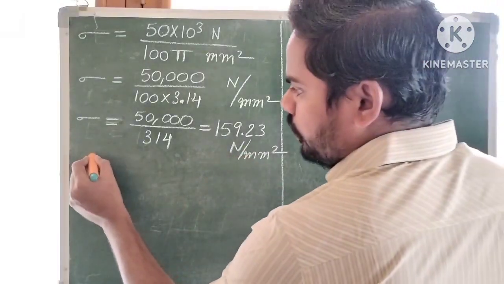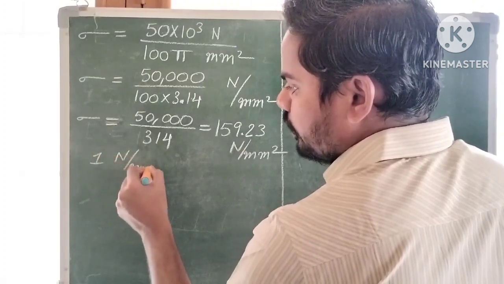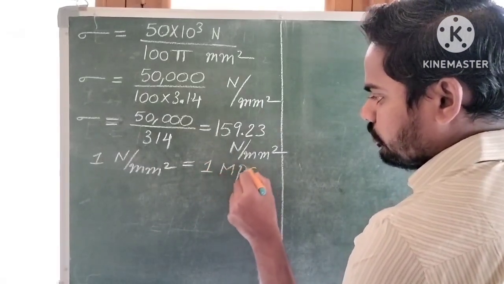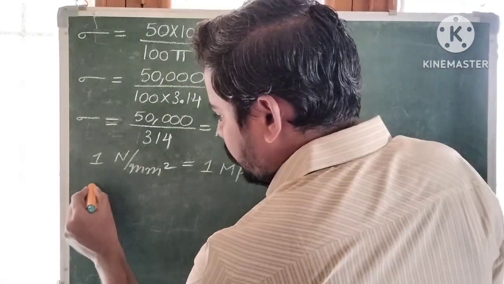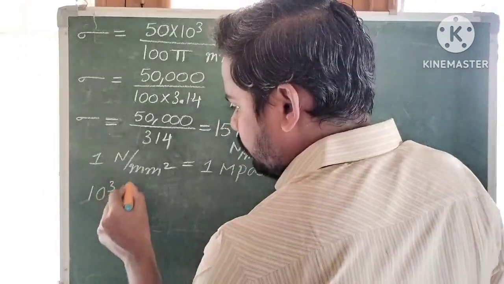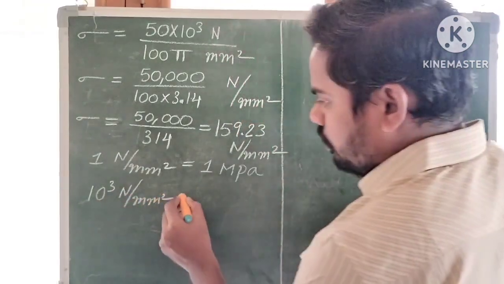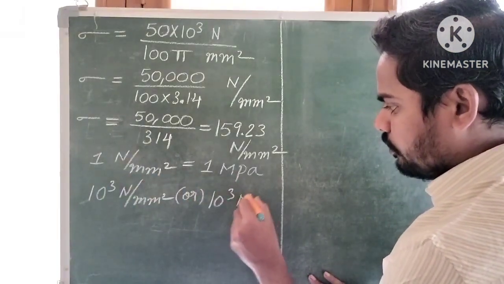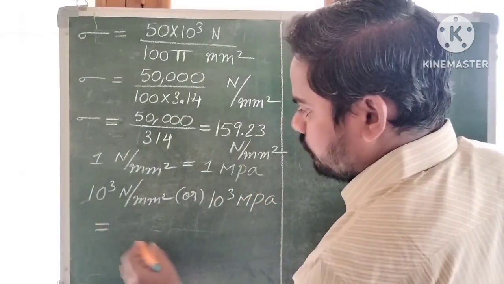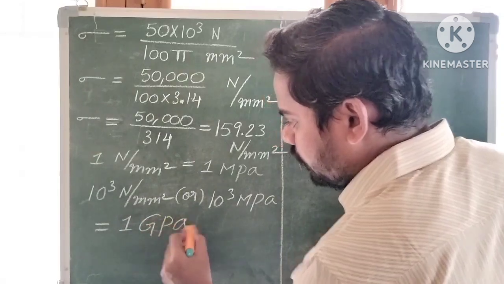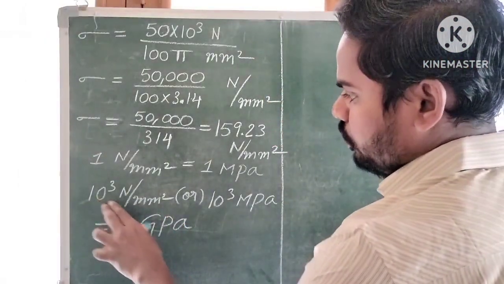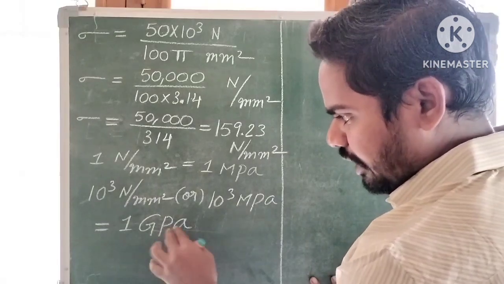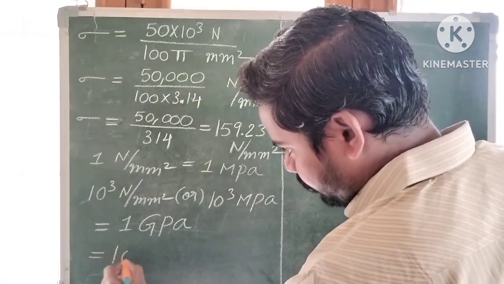So remember one important thing, unit conversion is very important. 1 Newton per mm square is equal to 1 megapascal. And 10 cube Newton per mm square, or 10 cube MPa, is equal to 1 gigapascal. Okay na? So 10 cube Newton per mm square or 10 cube MPa deniki equal avutundi 1 gigapascal. So giga ante ikkada giga pascal ante meaning entante giga ante 10 power 9.